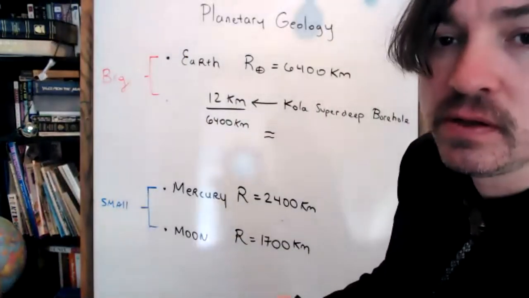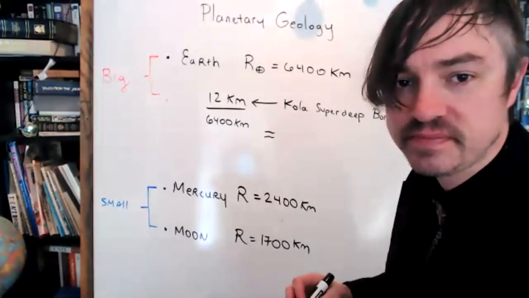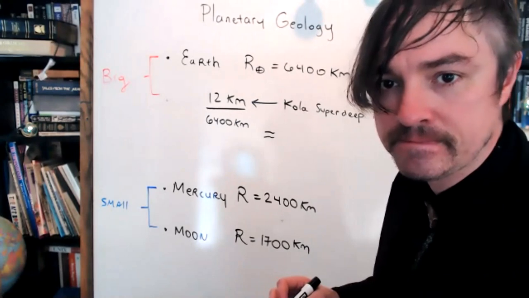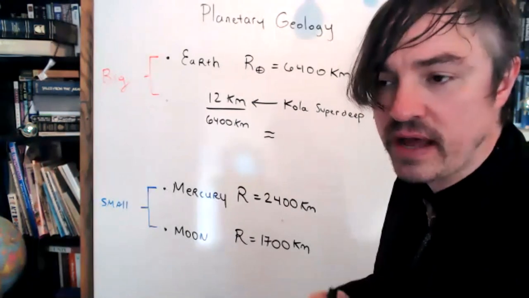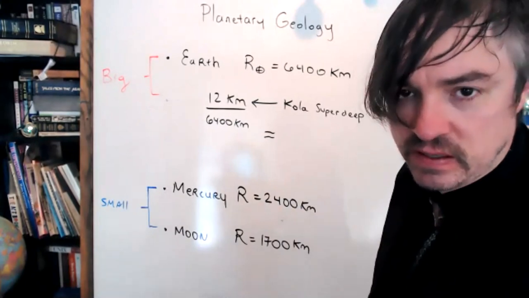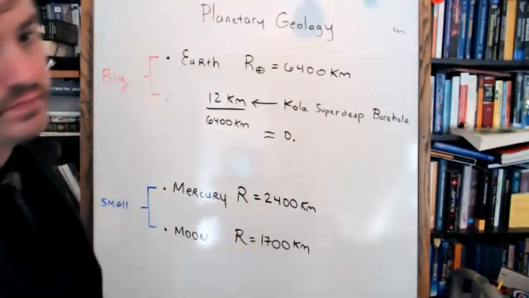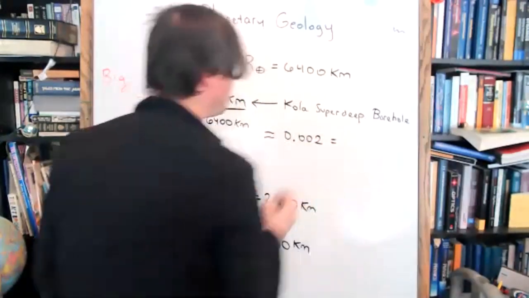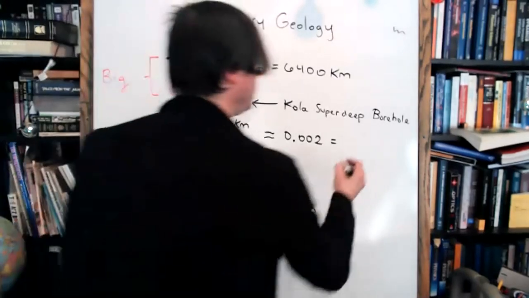Sorry, I was muted. Do I just divide 12 by 6,400? That's it. Percentage is 101. I got 1.8 times 10 to the, or 1.9 times 10 to the negative third. Okay, now round 1.9 to 2 and tell me how to write it out without scientific notation. So it would be 0.002. Fine. What is that as a percentage now? 0.2%.